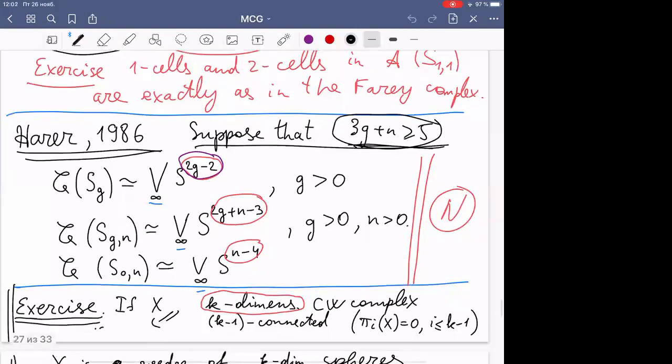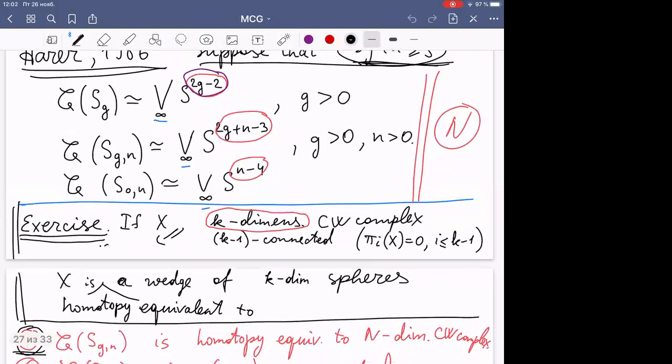And I have told you that we will not be careful about the number of spheres, and we will only prove a weaker assertion that actually this complex is k-dimensional and (k-1)-connected, where k is this specified dimension, and hence it is, up to homotopy equivalence, a wedge of k-dimensional spheres, but I will not be precise about the number of these spheres. However, in fact, it is as written.